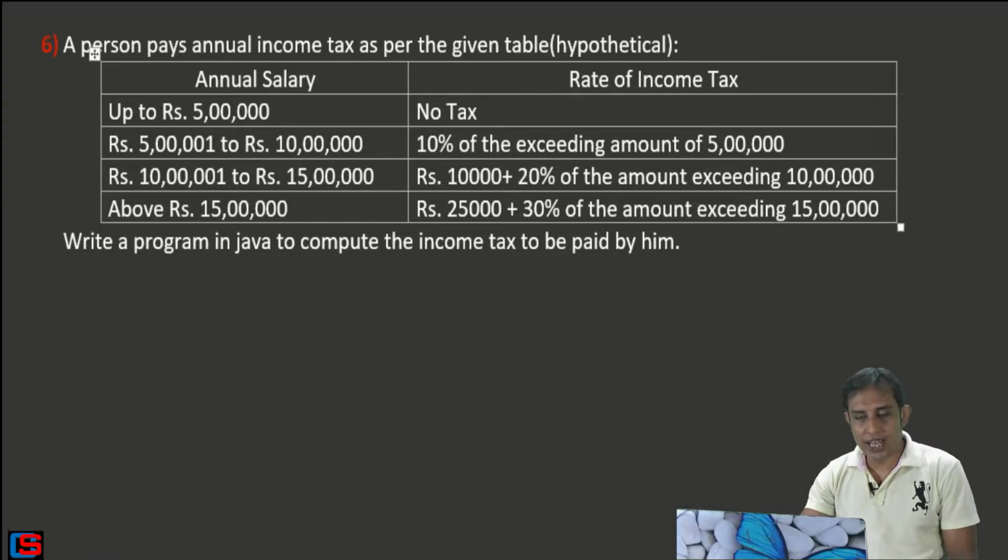And for rupees 5 lakhs 1 to rupees 10 lakhs, it is 10% of the excess amount over 5 lakhs. For rupees 10 lakhs 1 to rupees 15 lakhs, it is 10,000 rupees mandatory and 20% of the amount exceeding 10 lakhs. Above 15 lakhs, it is 25,000 rupees mandatory and 30% of the amount exceeding 15 lakhs. So write a program in Java to compute the income tax to be paid by him. In this program, you are going to take the annual salary, and as per the annual salary, you are going to calculate the tax amount.